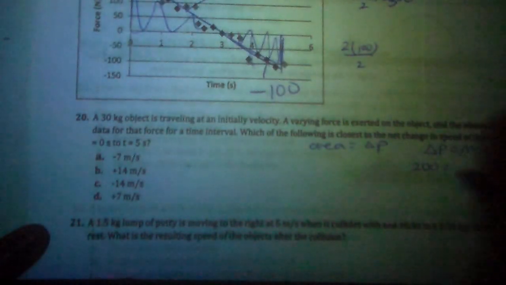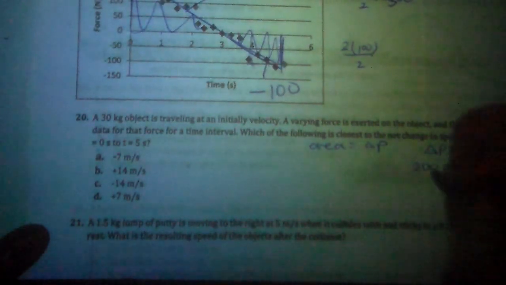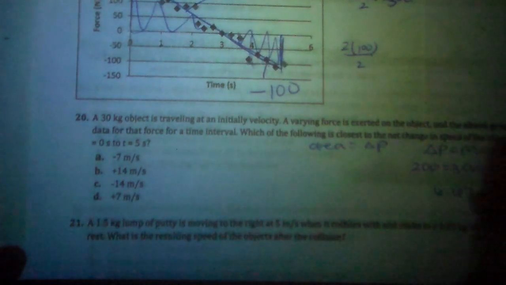So then this area, I have 2 times the 100 divided by 2, which is 100, but this is in the bottom. So this is a negative 100, and this area right here is positive 300. So they make a total area of 200. Mass of 30, divide the 30 over, that's like 6.67 for my change in velocity. This is a positive, so not a negative, and that's closest to 7.